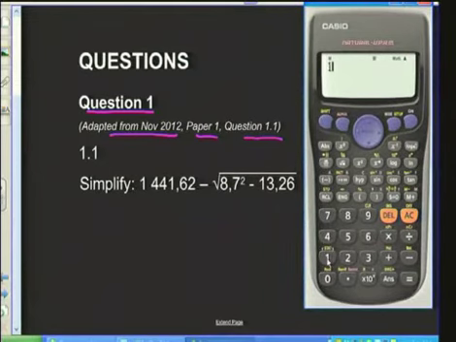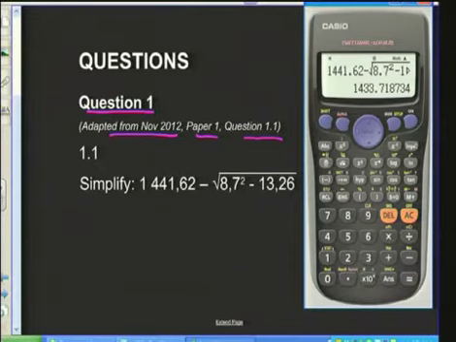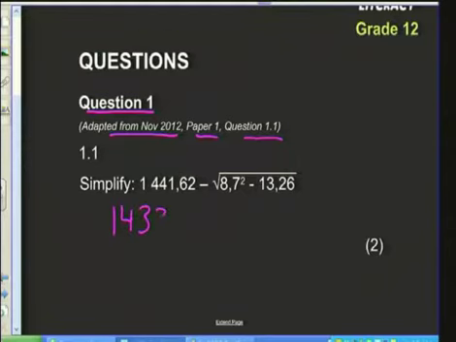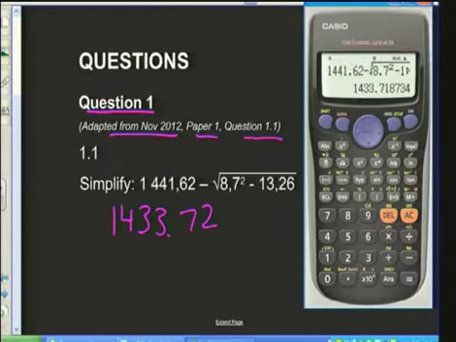So on my calculator, I'm typing in 1441.62 minus, then I've got the square root of 8.7 squared minus 13.26. So exactly the same. Check that you have entered the numbers the same as they've been written. And for this kind of calculation, you don't even need to show us the workings. You just need to give us an answer. Okay, that answer is 1433.72. So let's write that in. It's 1433.72. Let me go back to my calculator for a second.